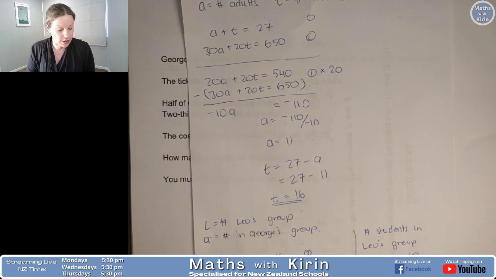Or your simultaneous equations are consistently solved. So that means that you don't have the right equations, but you solve the ones that you have written in order to find the number of students in Leo's group.